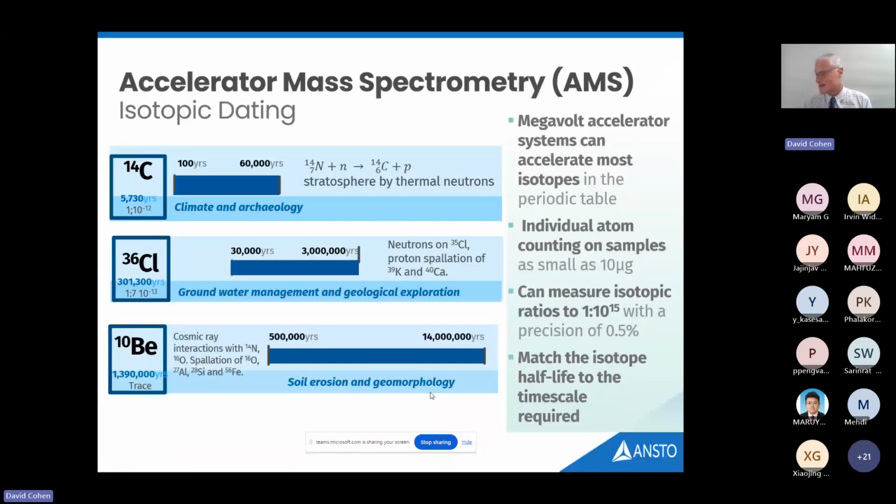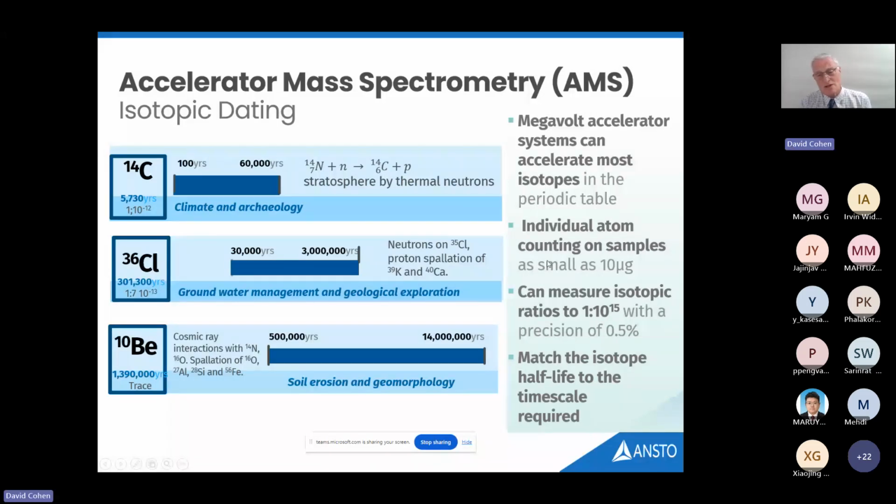So if you have an accelerator that's got the capability of doing almost any isotope in the periodic table, then you've got a very versatile set of machines. And in fact, for the whole of accelerator mass spectrometry, and I'm not going to talk too much more about it today, the essence of it is that you pick the isotope that's commensurate with the time frame that you want to measure, the length of the date. We do individual atom counting with this.